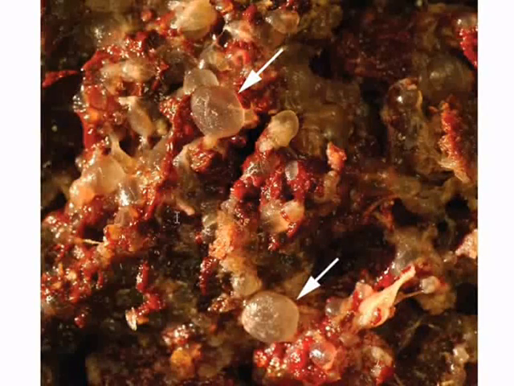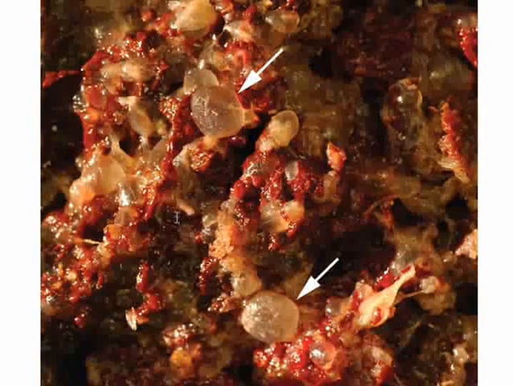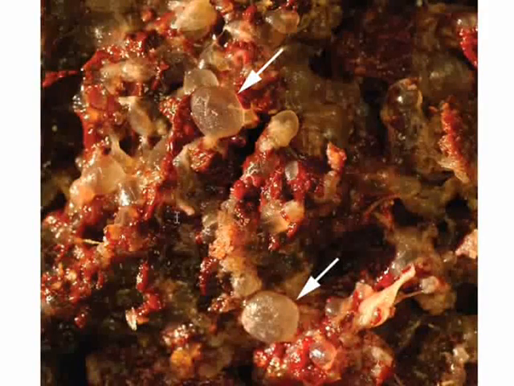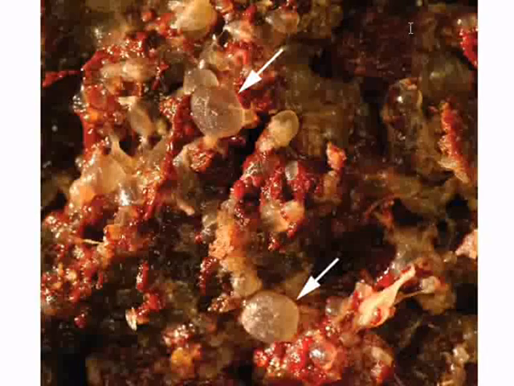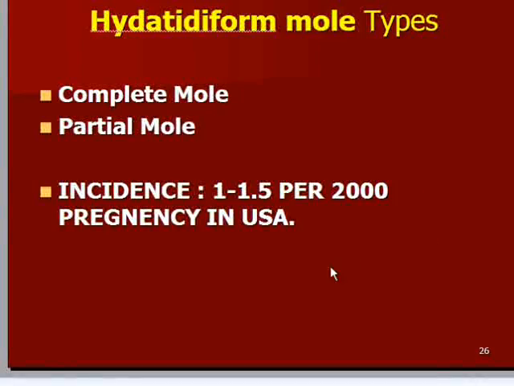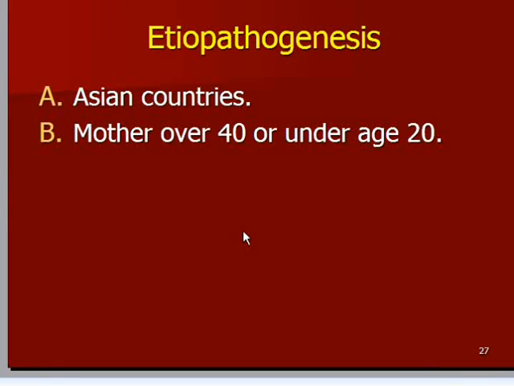villi. And once we see this kind of situation, what is the name of the disease? Hydatidiform mole. I repeat again, hydatidiform mole. So have a good look at these things. This is what happens in some cases, and this hydatidiform mole can be classified into two basic groups: complete mole and the partial mole. Now we shall be discussing the etiology of this hydatidiform mole.